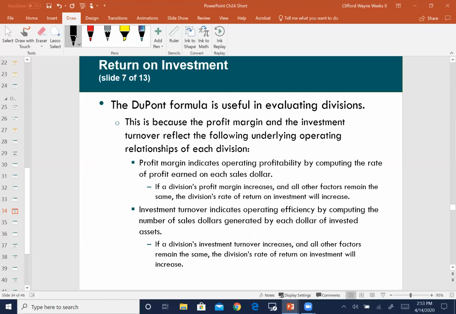The DuPont formula is useful in evaluating divisions because the profit margin and the investment turnover reflect the following underlying operating relationships. Profit margin indicates operating profitability by computing the rate of profit earned on each sales dollar. So if a division's profit margin increases and all other factors remain the same, the division's rate of return is going to increase. Whereas the investment turnover indicates the operating efficiency by computing the number of sales dollars generated by each dollar of invested assets.